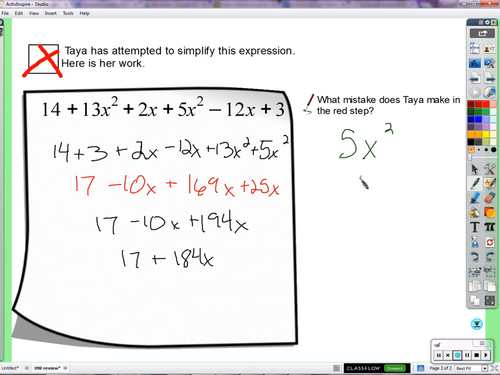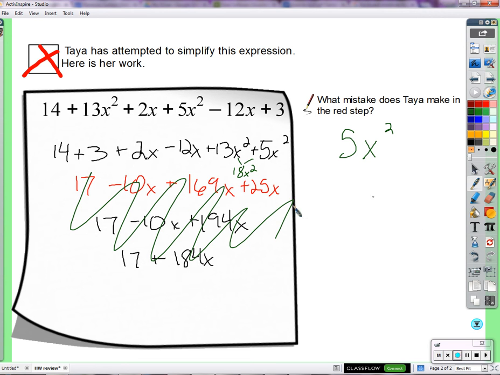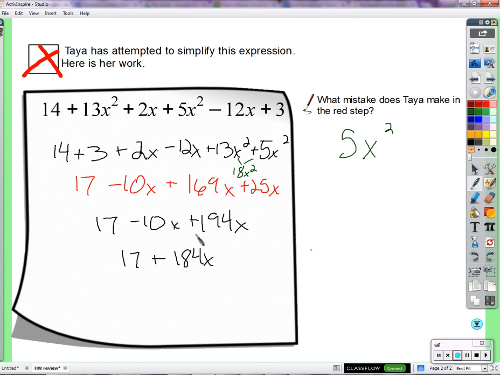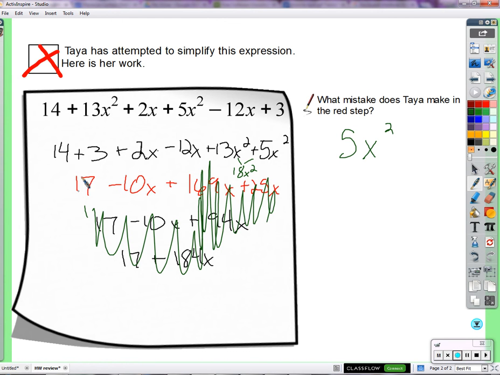Okay. It's 5x squared, it's just an x squared term. We can put these together, like we said, we get 18x squared, and if we did that, then, well, I guess we should have scribbled these out. Right. The correct answer would be 17 minus 10x plus 18x squared.